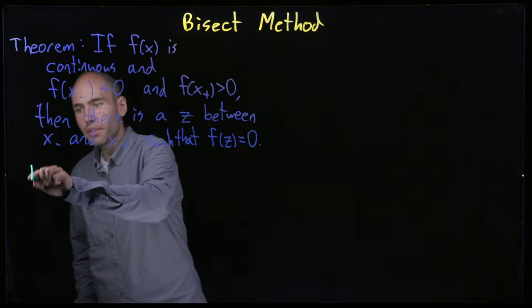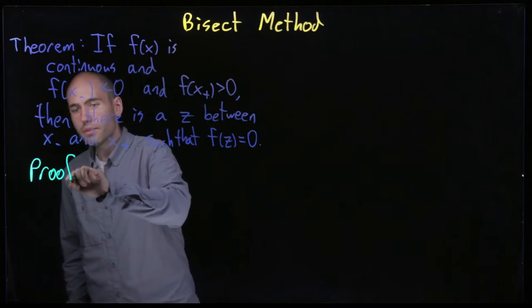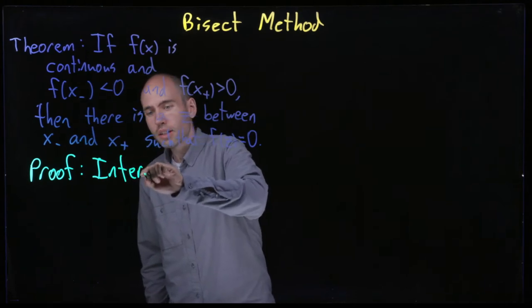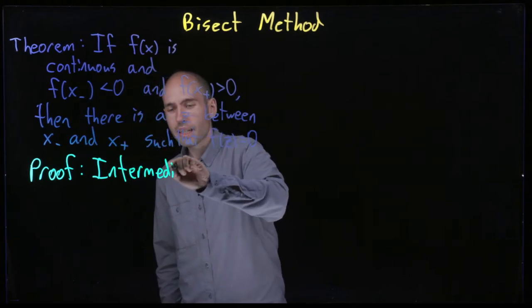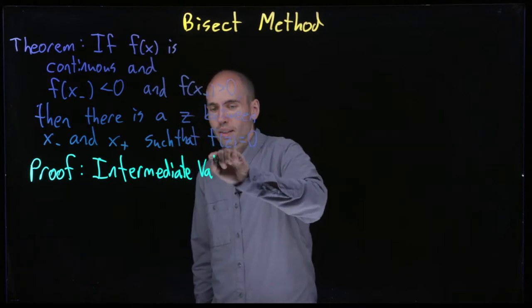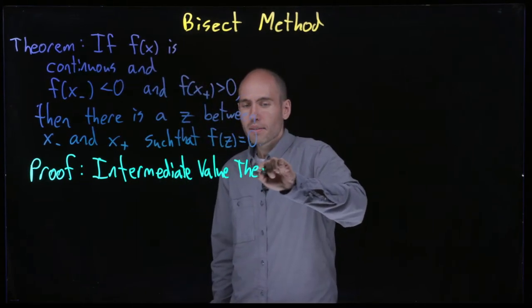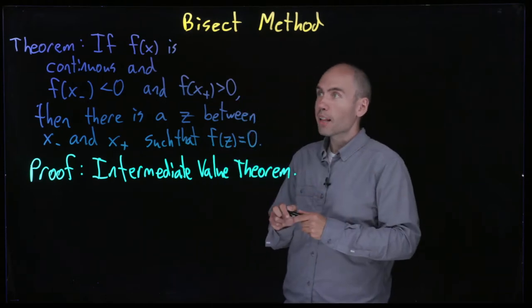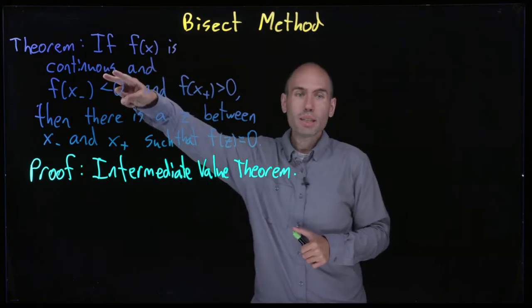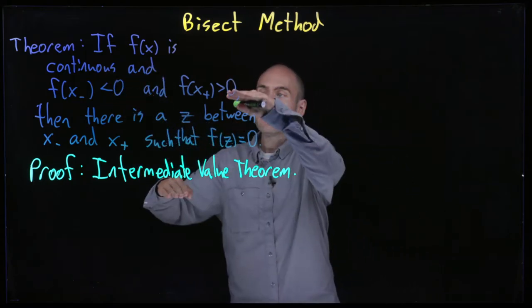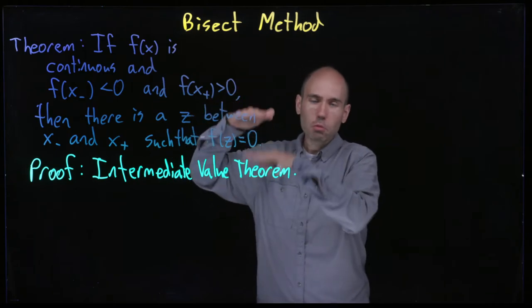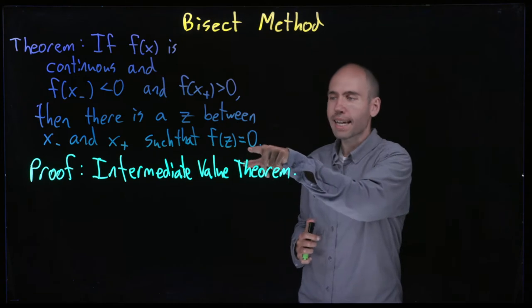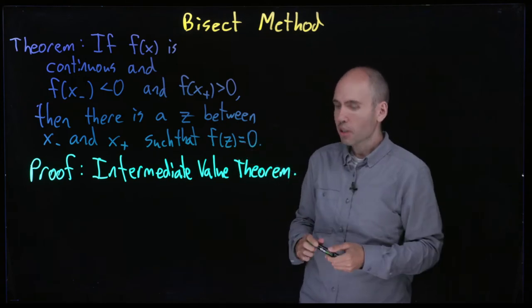And so the proof, well, let me just say what the name of the other theorem used to prove this. This is by the intermediate value theorem. What does the intermediate value theorem say? It says if you have a continuous function and you have any two outputs, then every number between those two outputs also occurs. So here I'm applying that to the very specific output, 0.